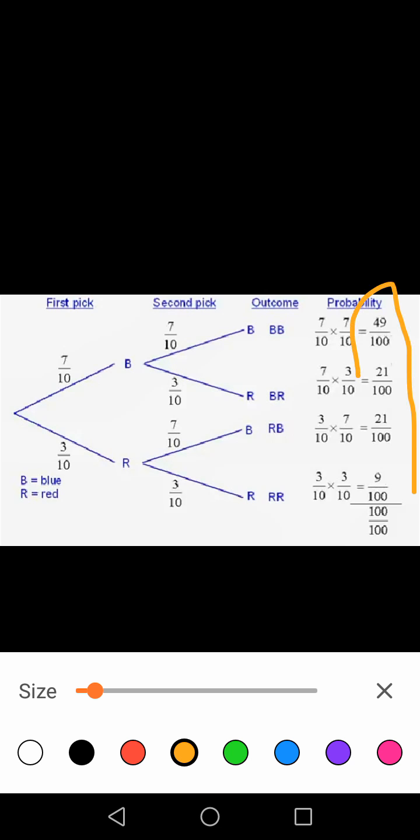And here is how I can get the outcomes. But you should make sure that the sum of all these outcomes equals 1, or 100 over 100. You got me? So you should make sure all the probabilities sum to 1. The summation of all the outcome probabilities equals 1, to make sure that your answer is right.